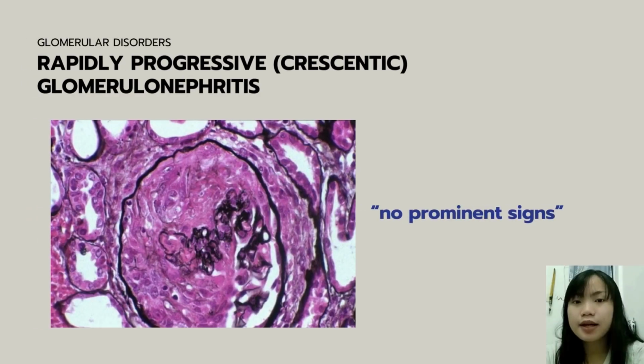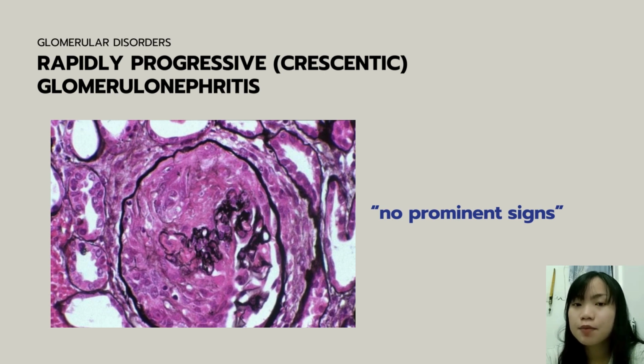So aside from acute post-streptococcal glomerulonephritis, we have rapidly progressive crescentic glomerulonephritis. So more serious siya as compared kay AGN kasi ito ay may poor prognosis, or ibig sabihin, no prominent signs, and pwede siyang mag-lead into renal failure.